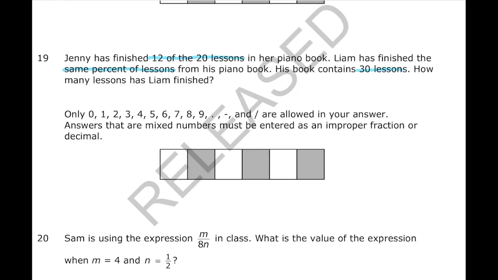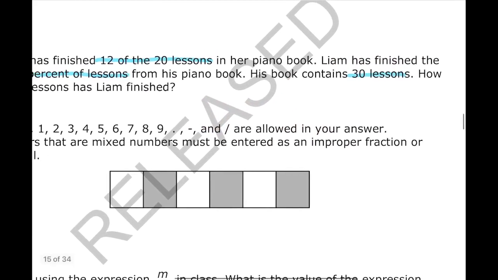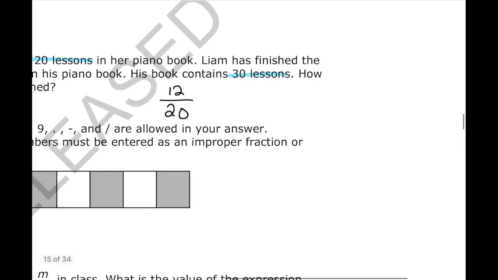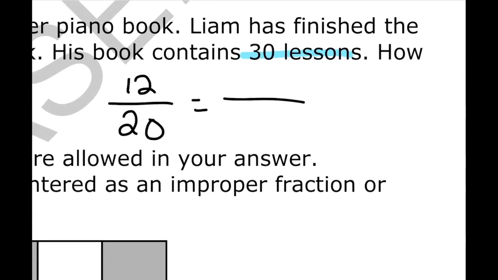So, even though it says the same percent, we don't need to do the is over of to figure out the percent and then convert that over here. This is simply another equivalent ratio problem. So I could say 12, let's slide that over a little bit, 12 over 20, which is what Jenny had, equals something over 30.